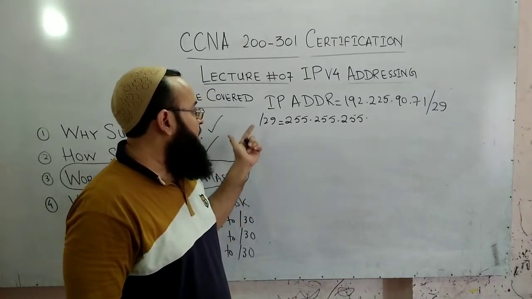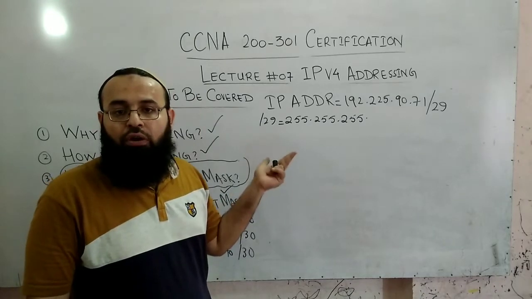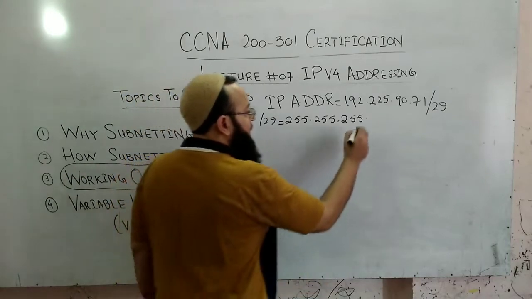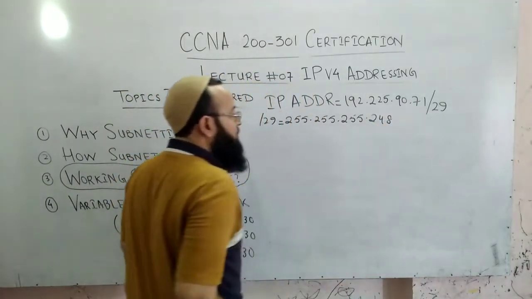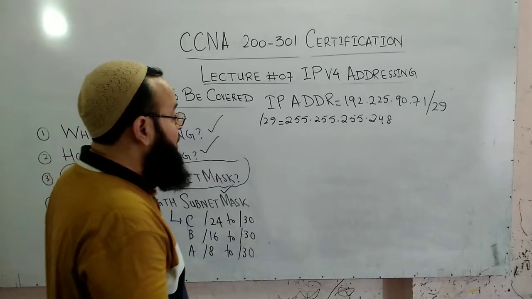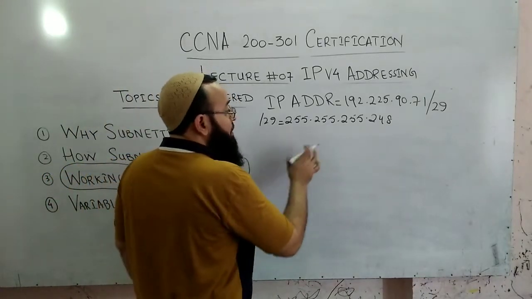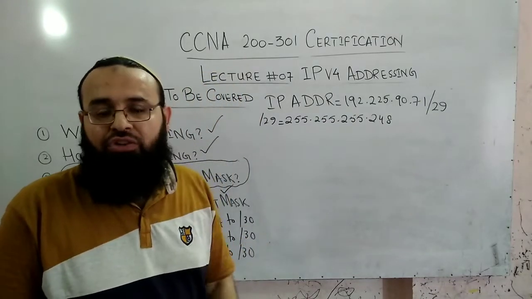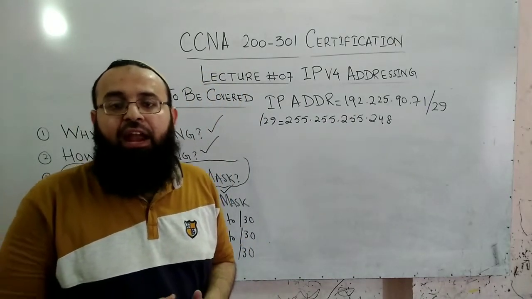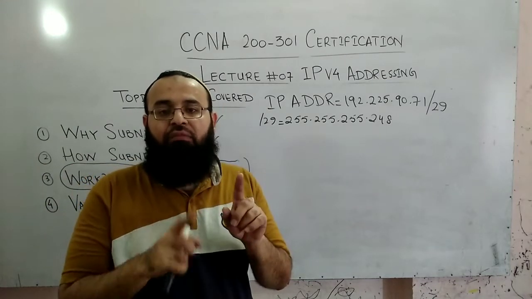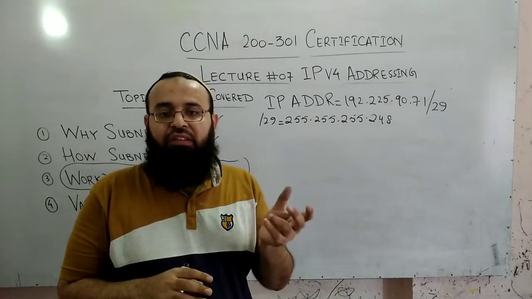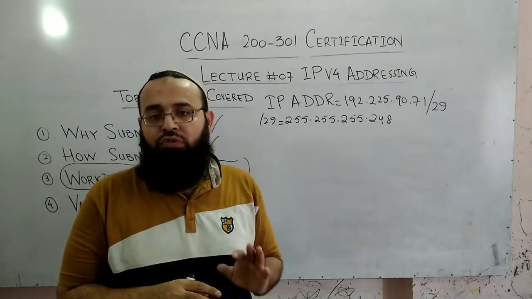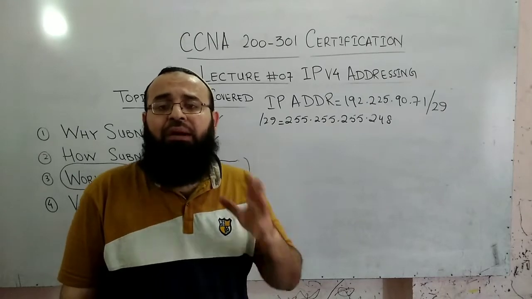192 for oblique 26, 224 for oblique 27, 240 and then 248. Basically this is 248. Now what you have to do is perform a bitwise AND operation. What is an AND operation? 1 multiplied by 1 is equal to 1, 1 multiplied by 0 is equal to 0, 0 multiplied by 1 is equal to 0, and 0 multiplied by 0 is equal to 0. AND operation is basically binary multiplication.